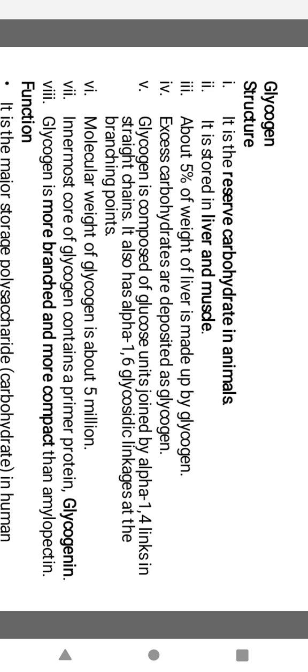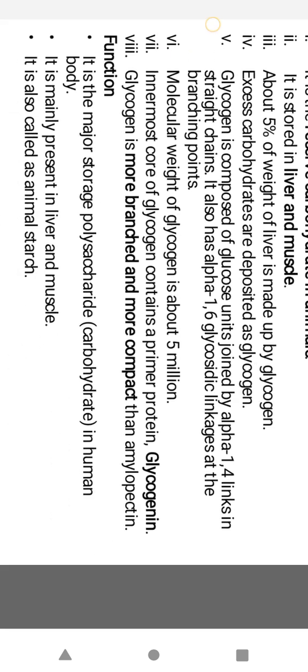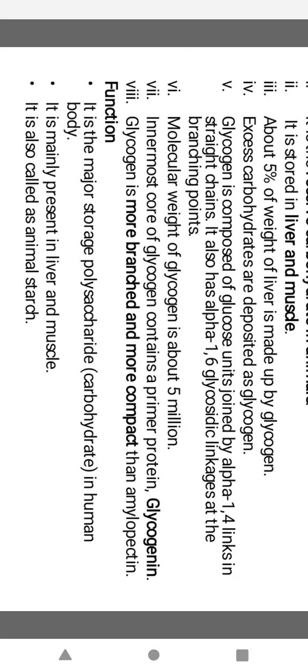The innermost core of glycogen contains a primer protein called glycogenin. It acts as a primer for attaching the glucose units repeatedly. So glycogen is more branched and more compact than amylopectin. And the function of glycogen is that it is the major storage polysaccharide in the human body. It is mainly present in liver and muscle.